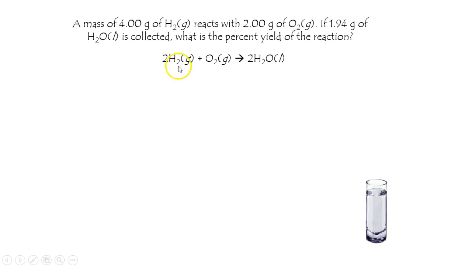Well, 4 grams of hydrogen, that's 2 moles. That would require only 1 mole, or 32 grams, of oxygen, and we only have 2 grams. Oxygen is hugely our limiting reactant.